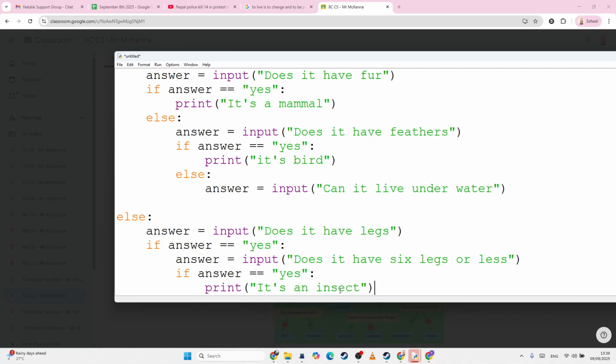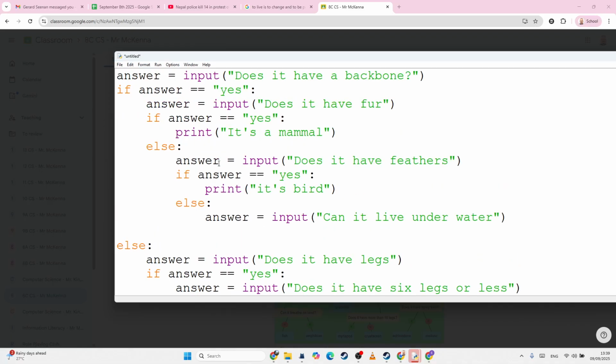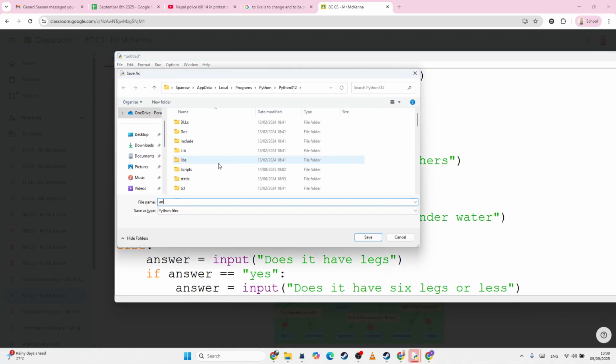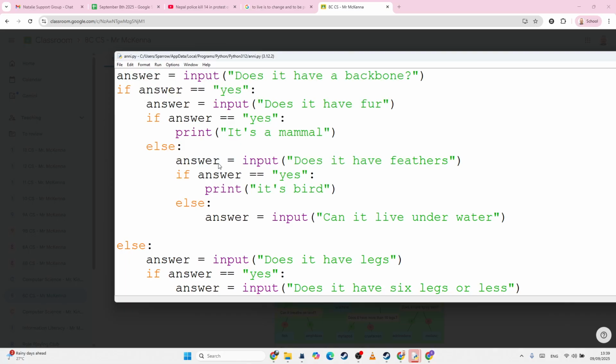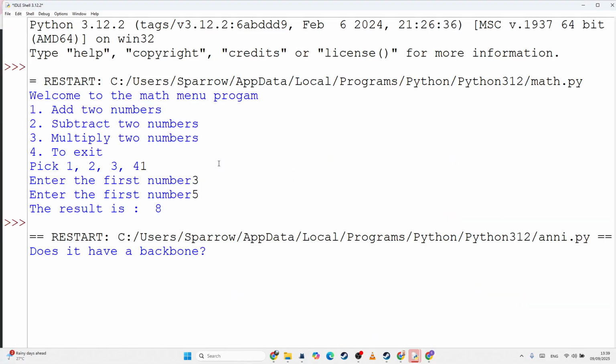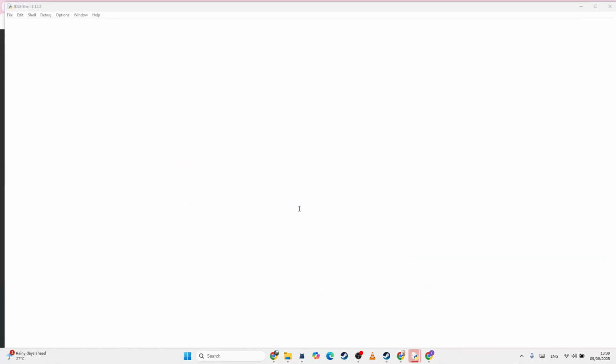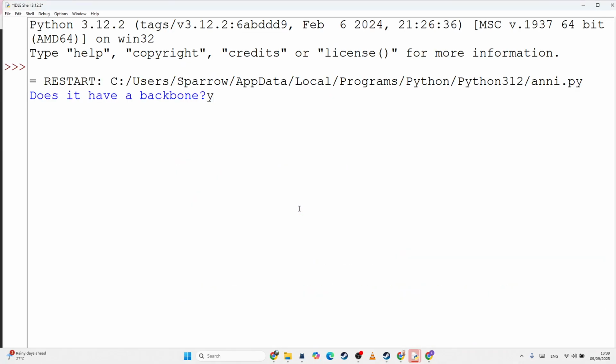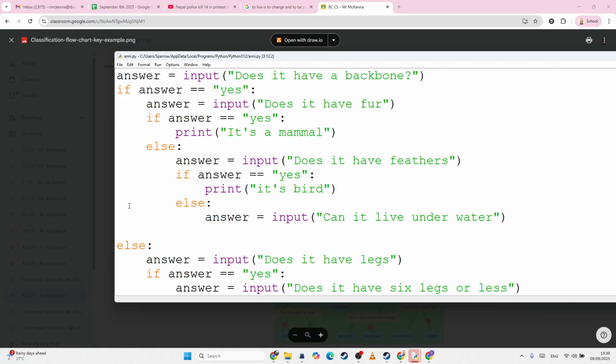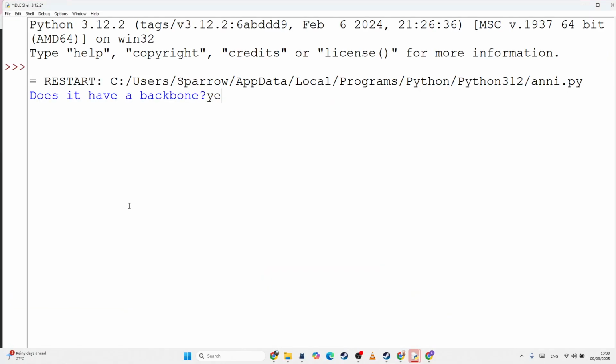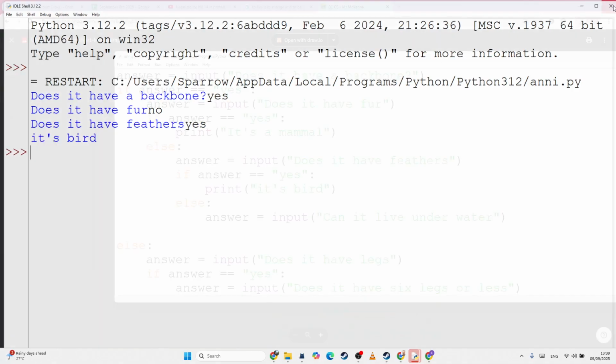Okay, so again, this is for you to try and do with your thing. So let's save it and run it. Let me clear that other stuff that's there from before. It's from another class. Does it have a backbone? Yes. Does it have fur? Yes. It's a mammal. What if I was to run it again? Does it have a backbone? Yes. Does it have fur? No. Does it have feathers? Yes. It's a bird. Yay, success.